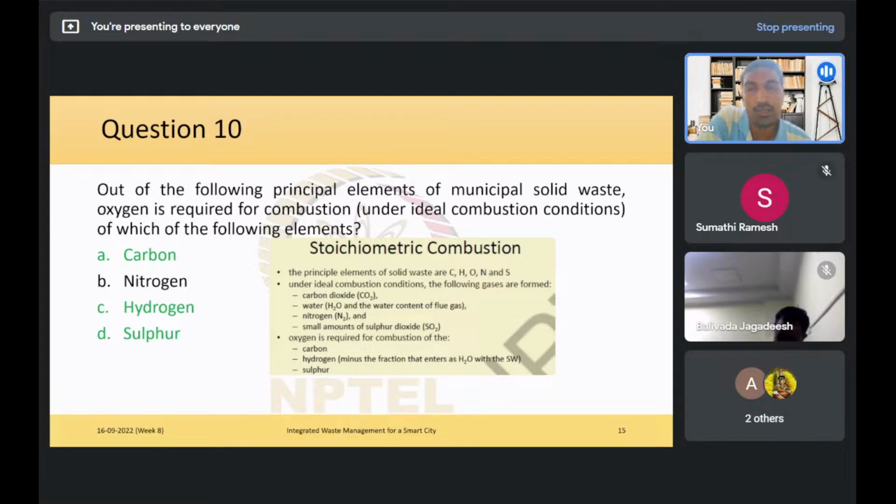That takes place only at very high temperatures, more than 1200, 1300 degrees Celsius. Those are the temperatures required for nitrogen and oxygen to react and to oxidize nitrogen, right? Those temperatures are not what we usually work with when we talk about ideal combustion conditions. So under those conditions, it is only the carbon, hydrogen, and sulfur which get oxidized, and therefore these three need the oxygen and not the nitrogen. Okay, any questions?